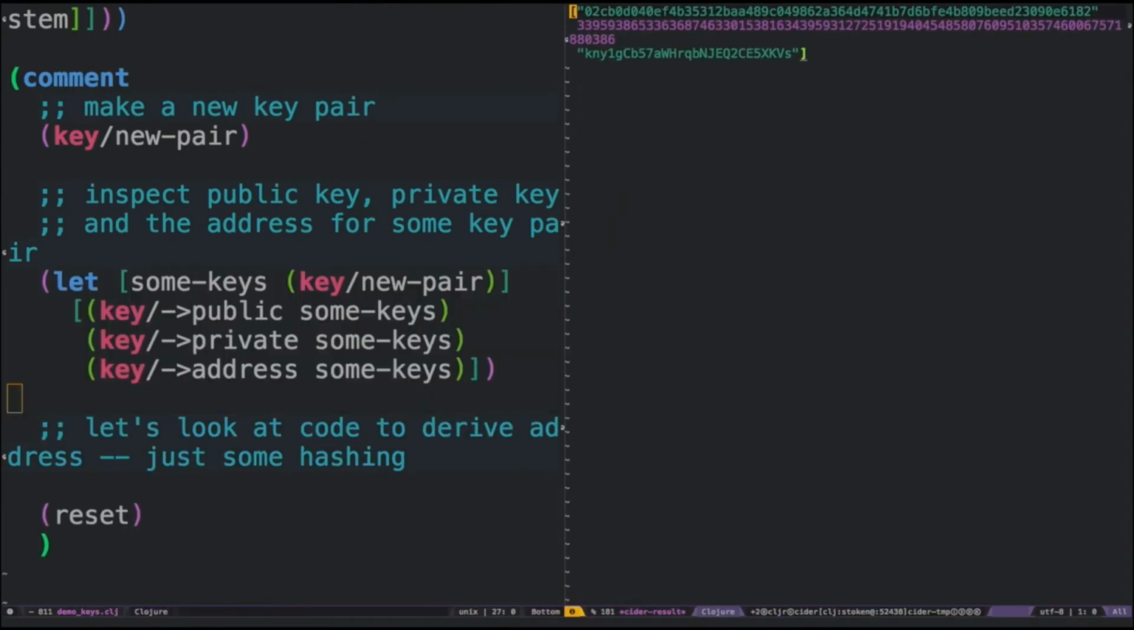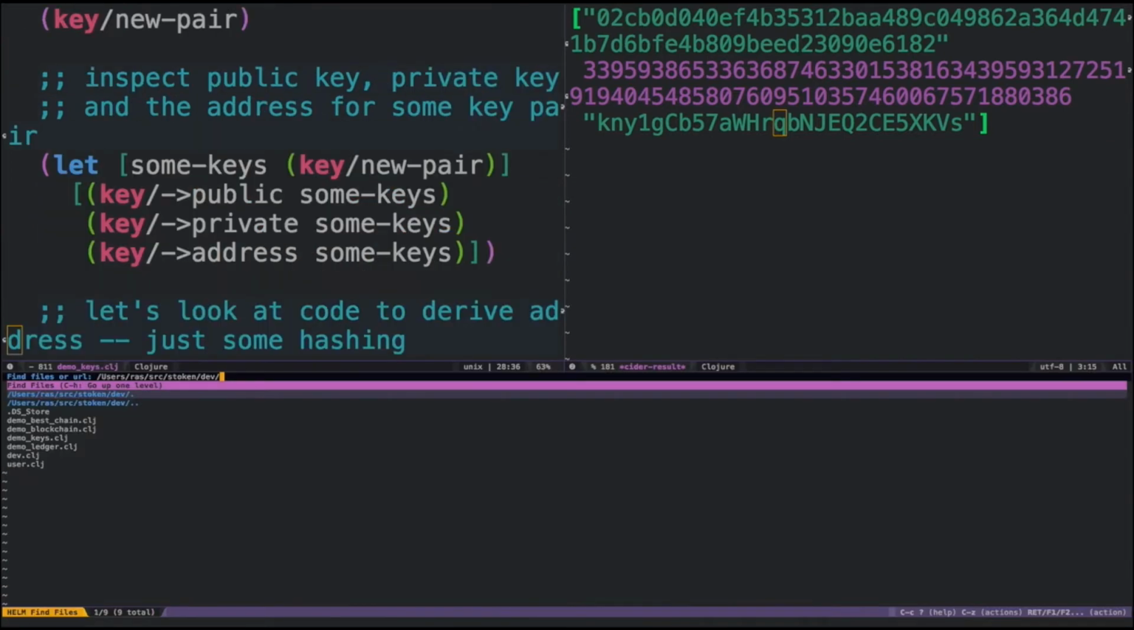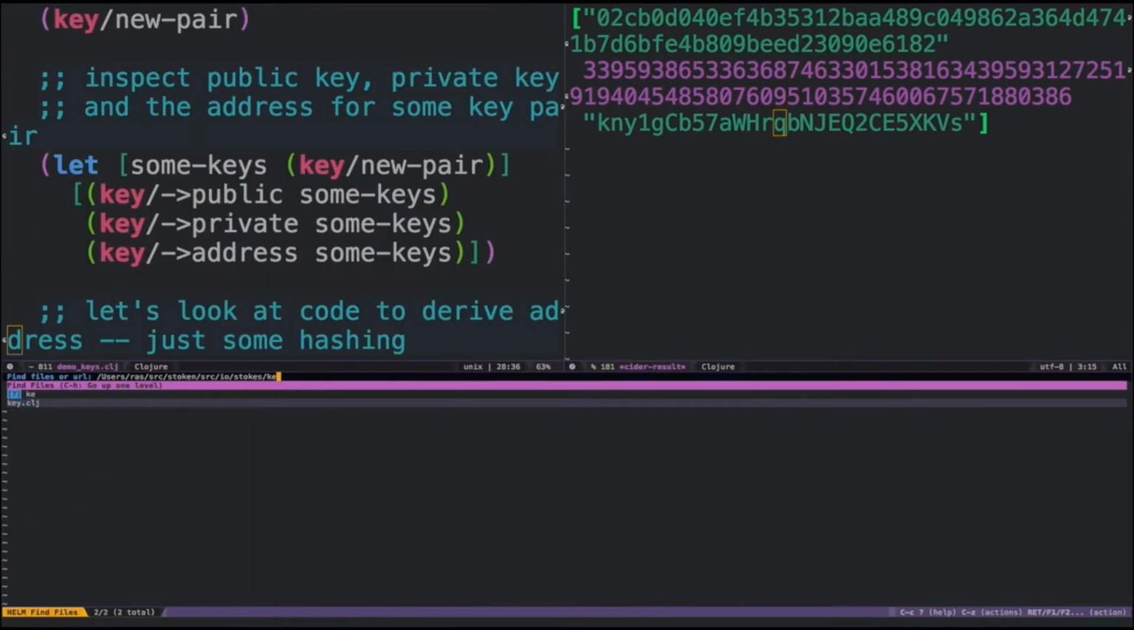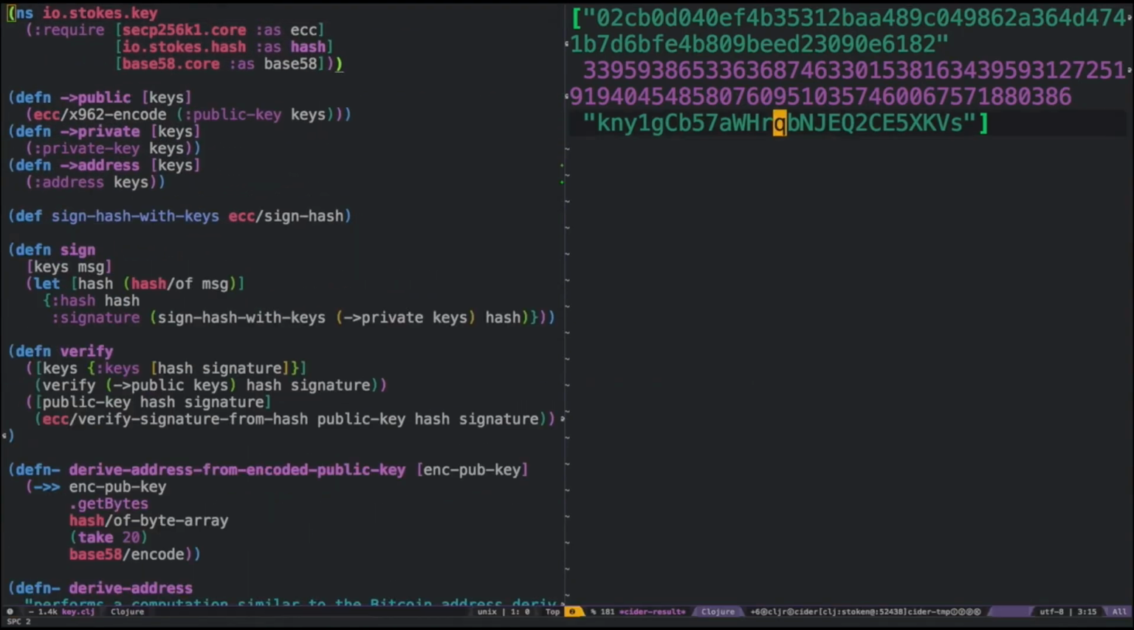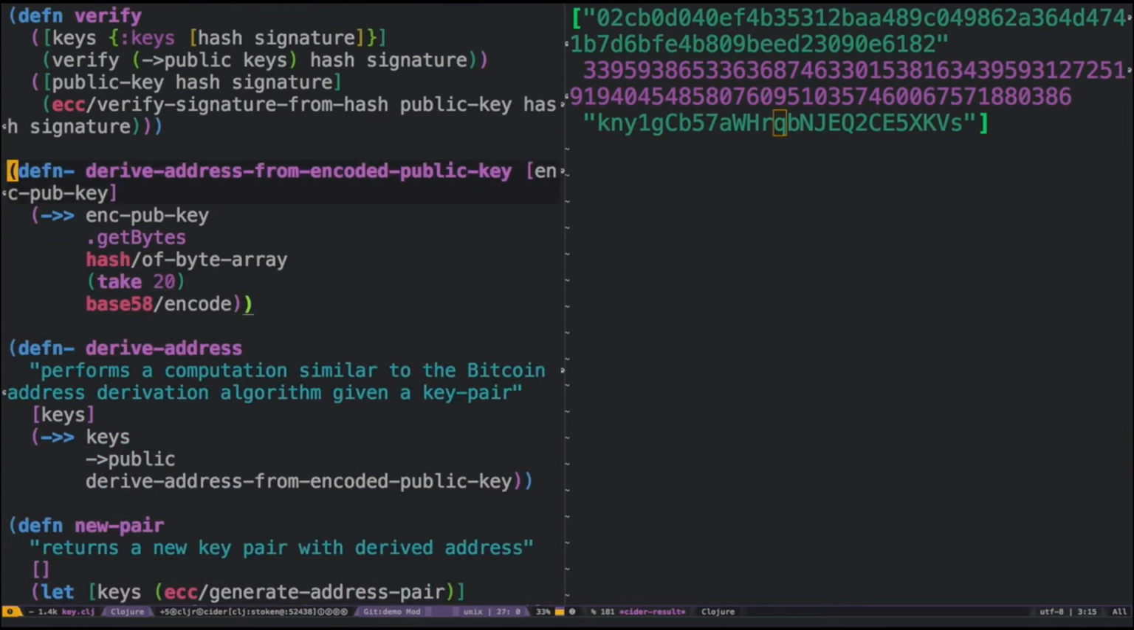So for some keys, here's a serialization of the public key. Then this would be the private key, and then here's the address that we get from basically hashing the public key, and we can go look at that in a second. So let's do that. So it's pretty straightforward. This is kind of the algorithm right here. You basically take a public key that's been encoded in some well-known way that some cryptographic standard has come up with.